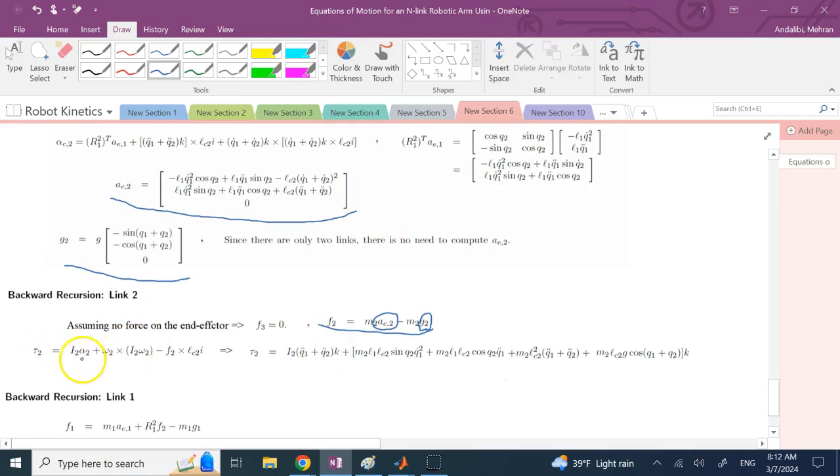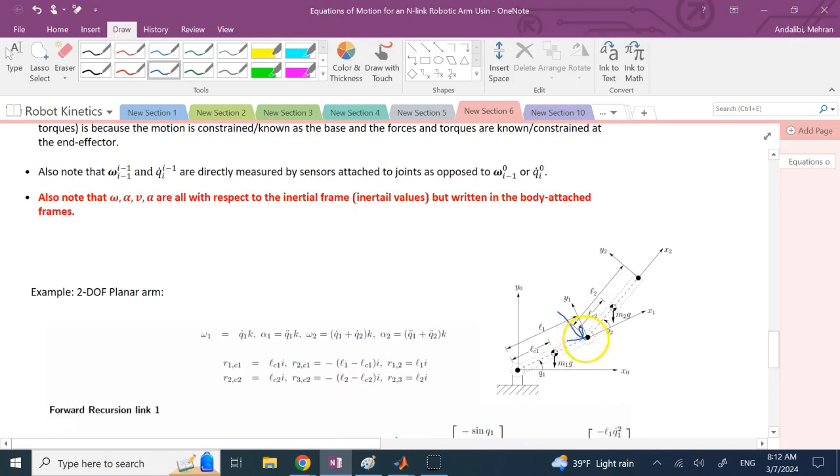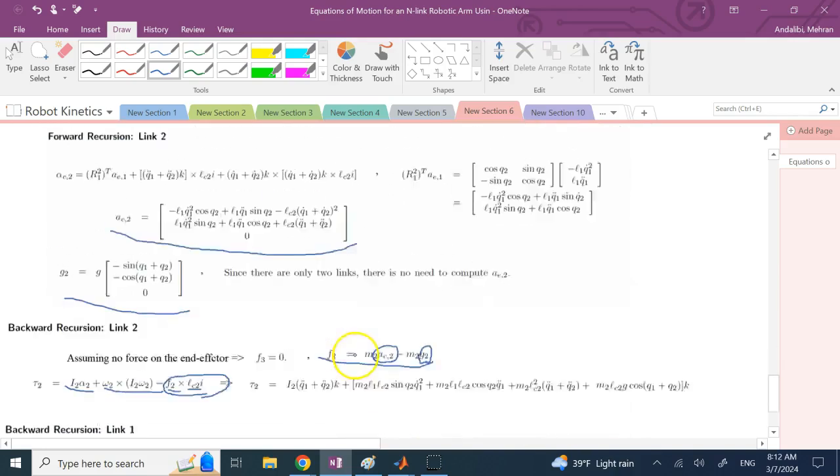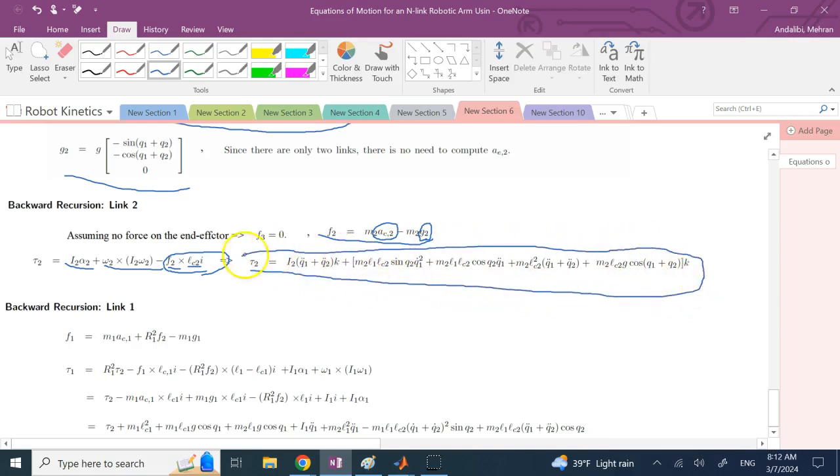And tau 2 is I2 alpha 2, which is not bad. This one is not bad. And then F2 LC2I. So you have to bring that F2, which is already big, cross-producted with LC2I, which is the distance from joint 2 to the center of member 2, right? And so tau 2 is going to be even bigger. Look at that. You see how big it is? And there is very high chance of making a small mistake. One of these positives becomes a negative or some small mistake.